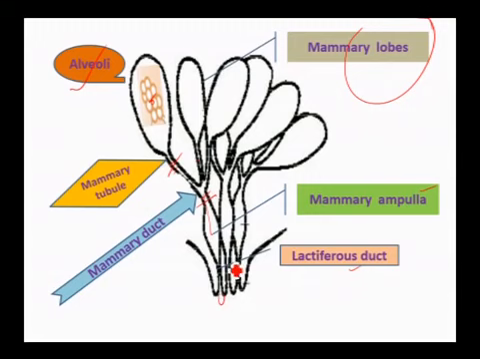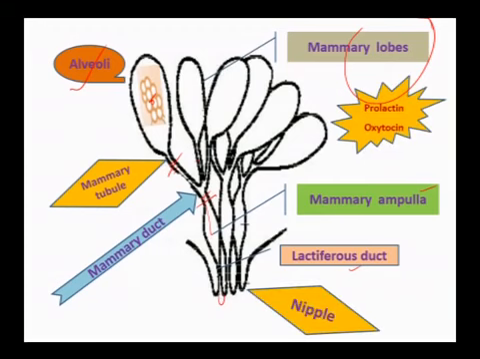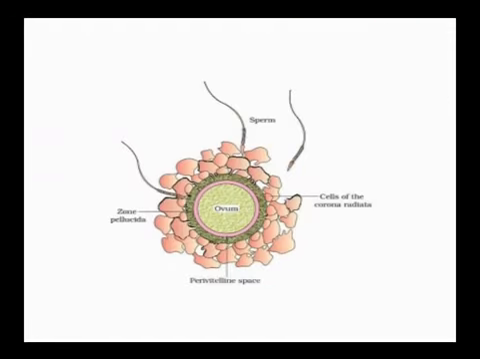As a result, milk flows into the mouth of the child. It is to be remembered that the production and ejection of milk is under the control of two hormones of the pituitary. The one is called prolactin and the other one is called oxytocin. Prolactin is responsible for synthesis of milk in the mammary glands, whereas oxytocin is responsible for ejection of milk.